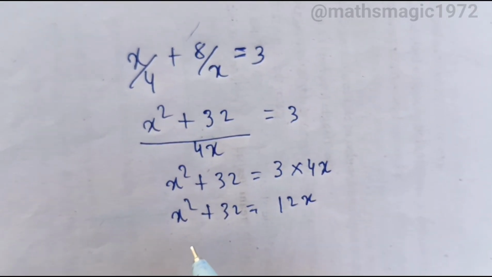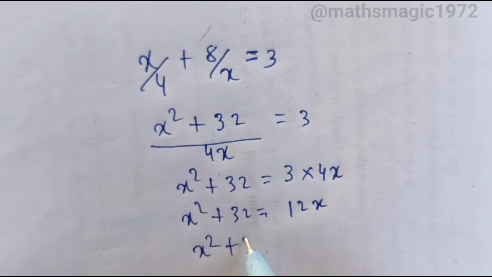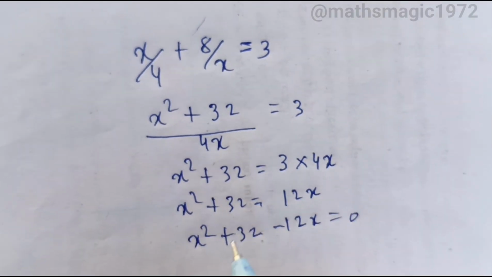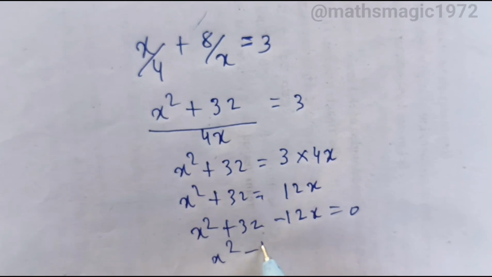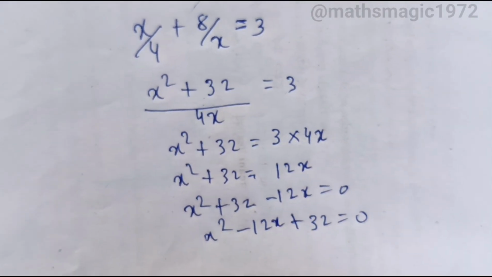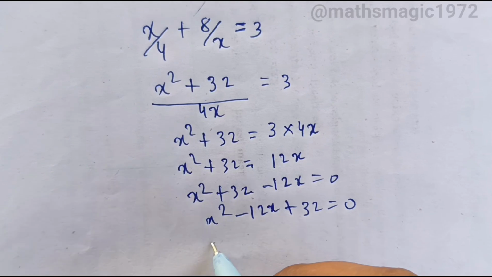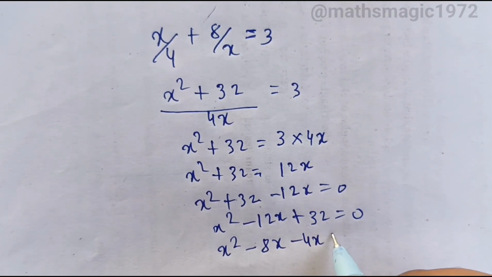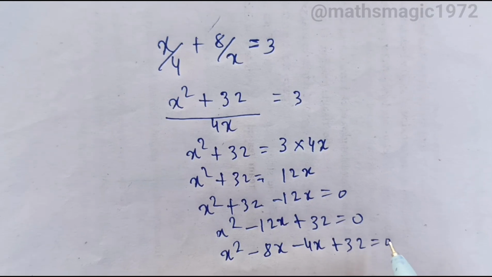12x shift to the left-hand side, sign changes. x square plus 32 minus 12x is equal to 0. It can be written as x square minus 12x plus 32 is equal to 0. You have to factorize this one. x square minus 8x minus 4x plus 32 is equal to 0.